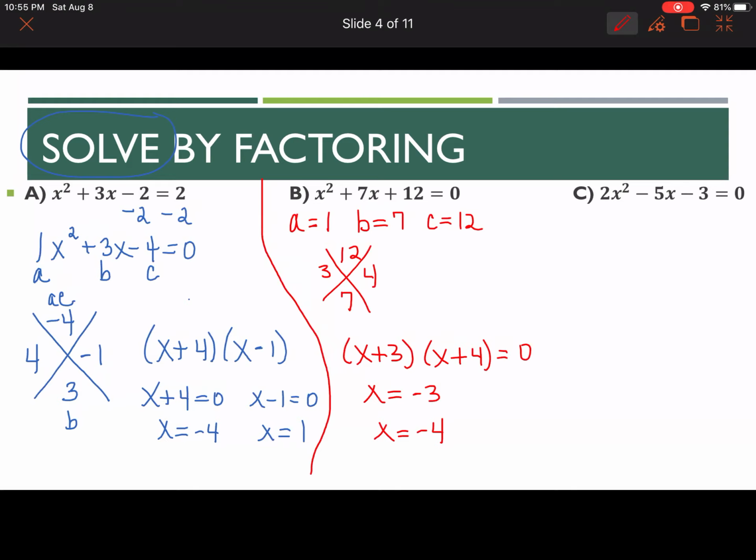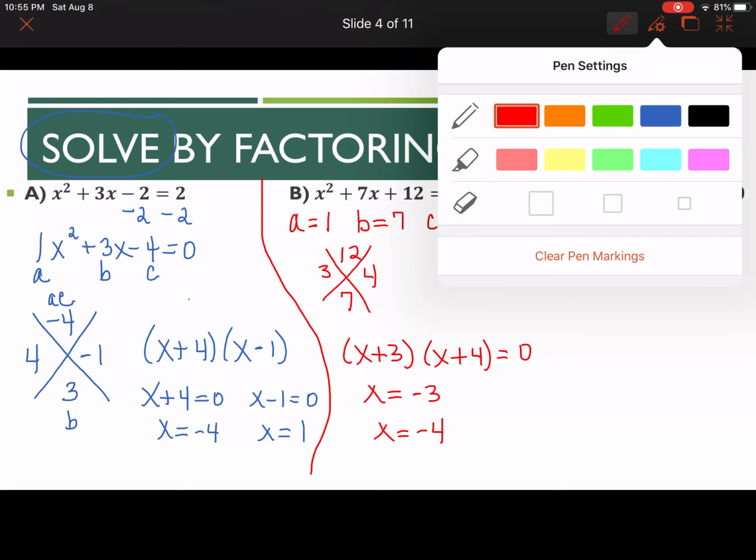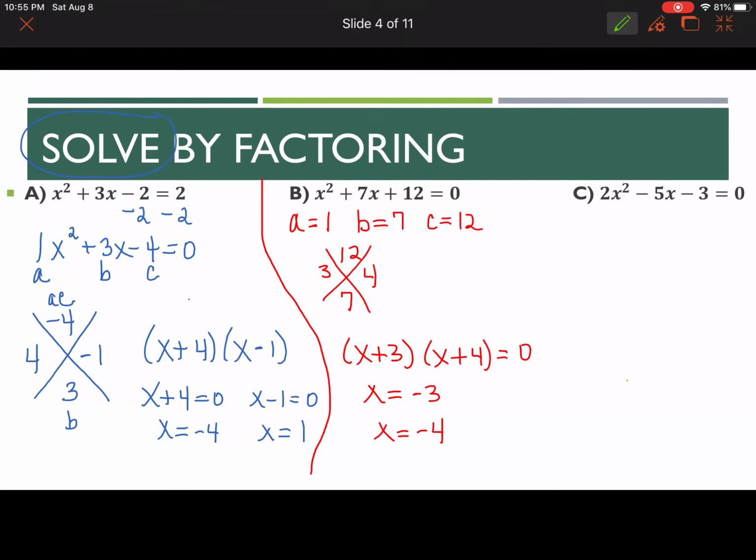All right, our last one has an A value of 2, so we will need to create a box for that last one. All right, so the first thing I want to do is multiply A times C. So that would be 2 times negative 3, and that would be negative 6. So I need two numbers that multiply to negative 6, but add to negative 5. And those numbers would be negative 6 and positive 1.